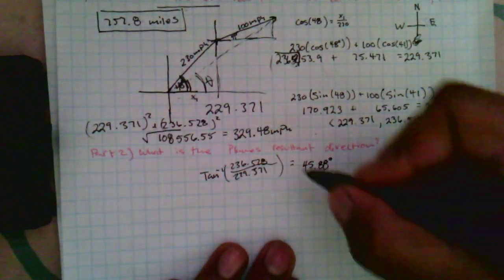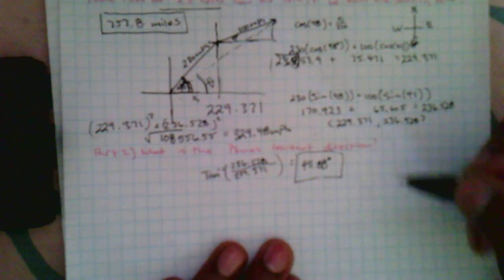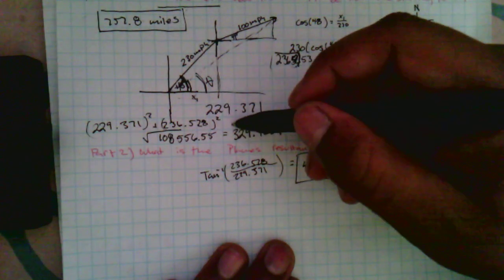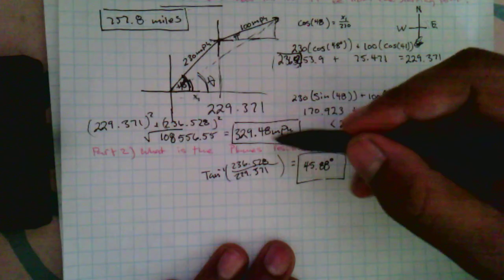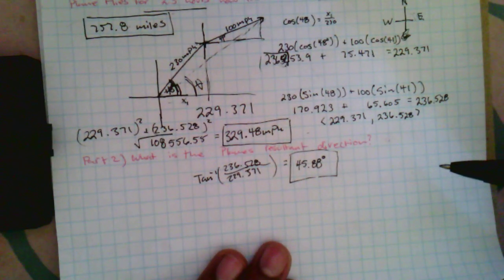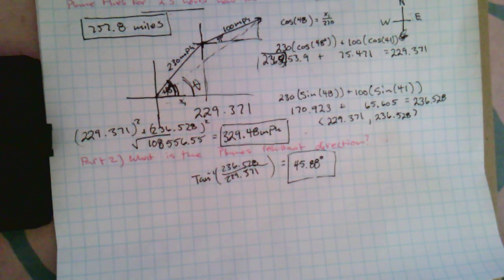And that is how we would find the resultant direction of the plane's travel and overall how far the plane would have traveled. And if the question would have asked the overall magnitude of which the plane was traveling, any of those questions that would have been asked, this is how you would have solved them.